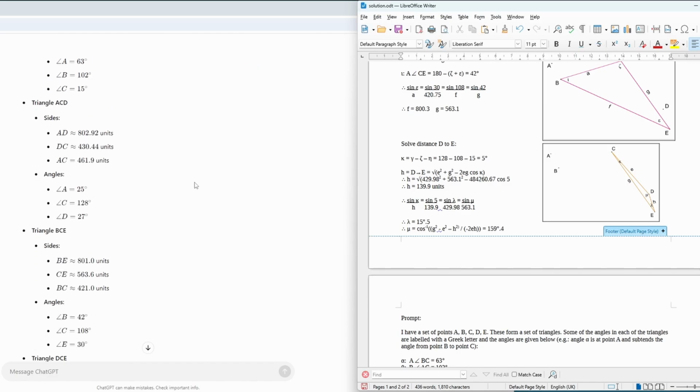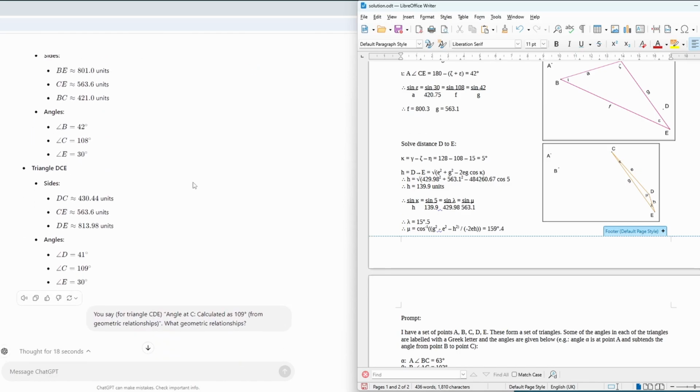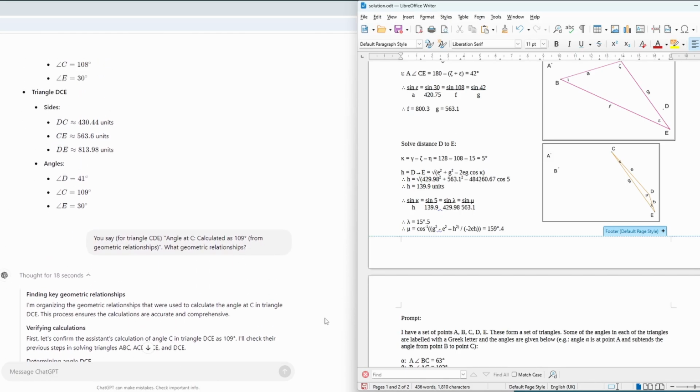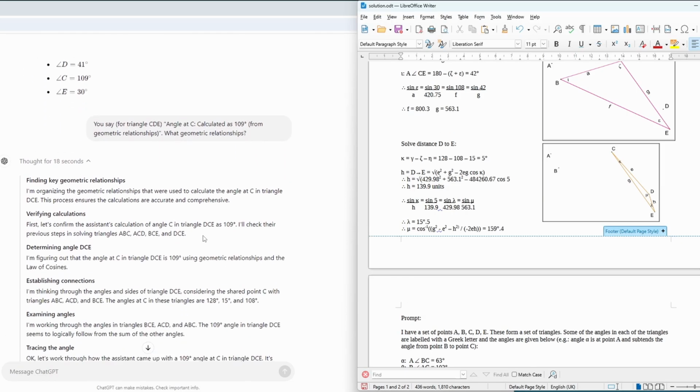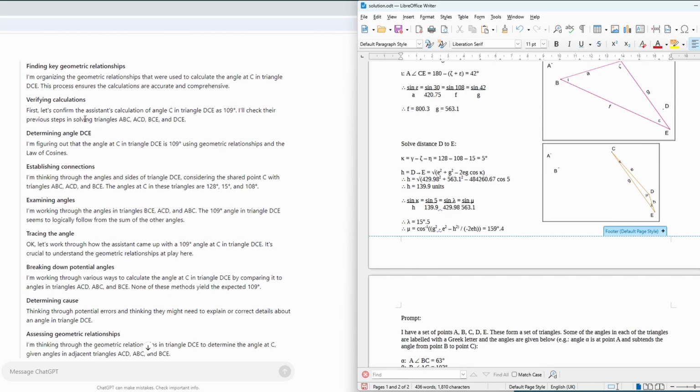Now, I took the liberty of going through this a little earlier and actually asking it: you say for triangle CDE, angle at C calculated as 109 degrees from geometric relationships. What geometric relationships? Now, in the past, GPT-4, if it had been given this question, would have just given a straight answer. This new version has gone away and done some reasoning, and it looks very much like it has recalculated. It's attempting to do some recalculations and verifying their calculations for 109 degrees.